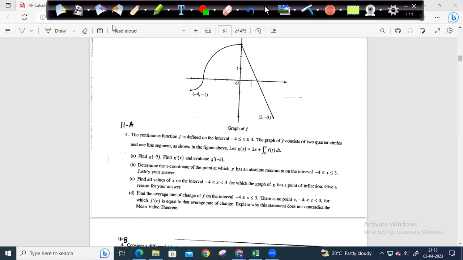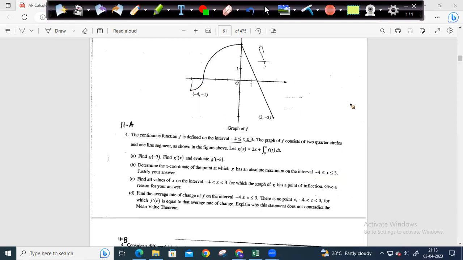Okay. So who are struggling, just see who can do very good. Just see the part A only. First thing, they gave me the function. The continuous function f is defined on the interval -4 to 3. So this is a continuous function f given on the interval. The graph of f consists of two quarter circles. So this is one quarter circle, this is one quarter circle, and one line segment.